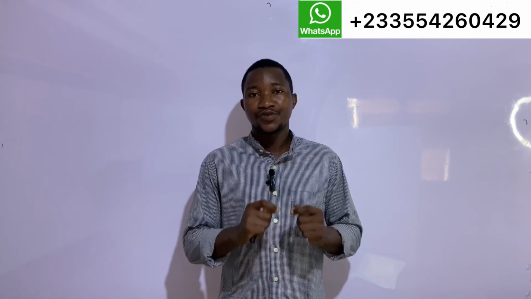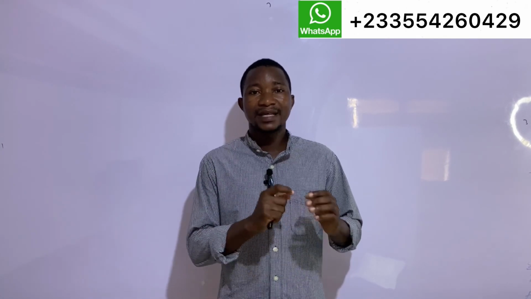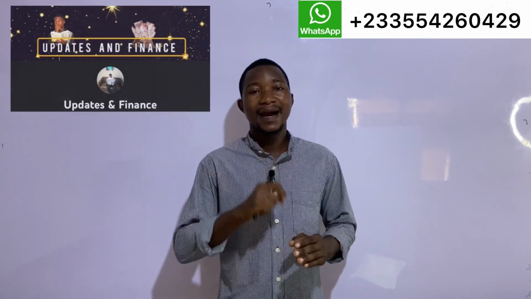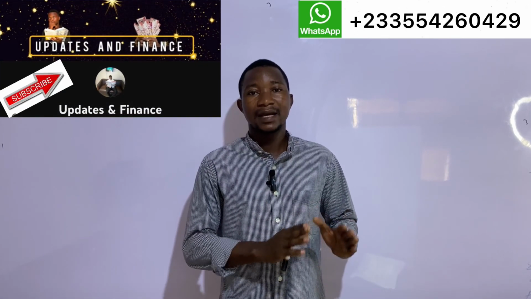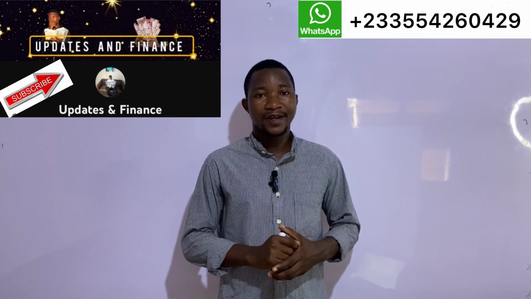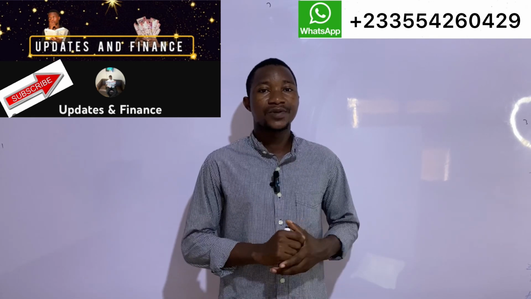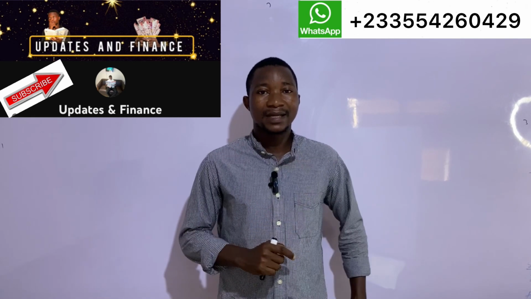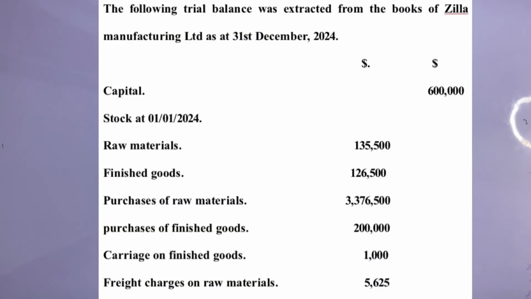So we will try to understand how this unrealized profit will be treated in the manufacturing income statement and how it will be presented in the manufacturing statement of financial position. So let's quickly go through the question together and let's see how best we could understand this concept. The following trial balance was extracted from the books of Zilla Manufacturing Limited as at 31st December 2024.